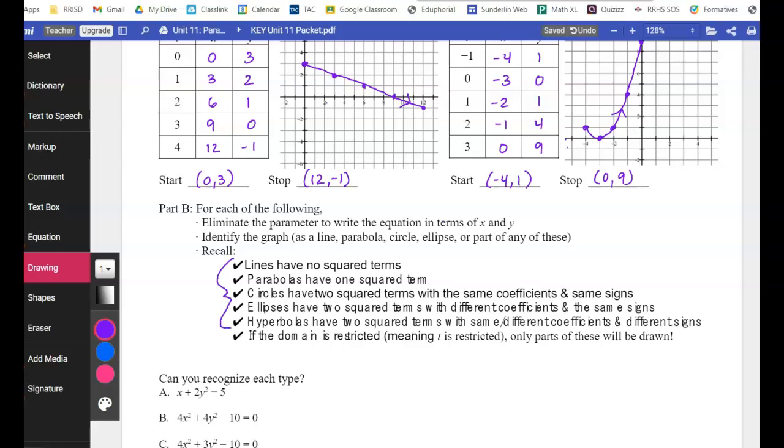Lines have no square terms. Parabolas have one square term. Circles have two square terms with the same coefficient and same sign. Ellipses have two square terms with different coefficients and the same sign. Hyperbolas have two square terms with either the same or different coefficients, but they have different signs.